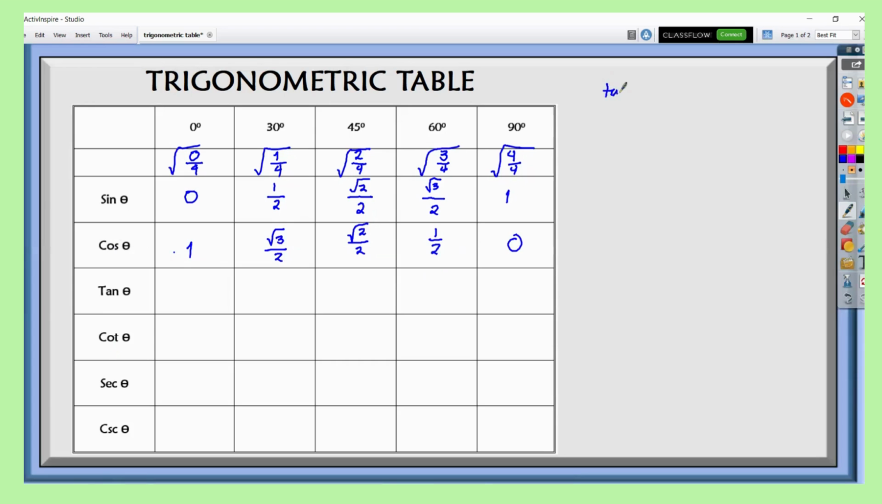For tangent, we know that tangent is equal to sine over cosine. So, sine divided by cosine, so 0 divided by 1, it's 0. We have 1 over 2 divided by square root of 3 over 2. So this will cancel out. So what is left is we have 1 over square root of 3. Rationalize this by multiplying both numerator and denominator by square root of 3. So we got square root of 3 over 3.